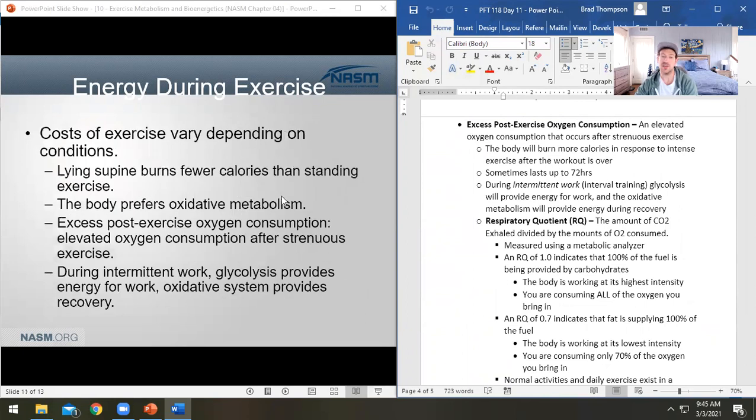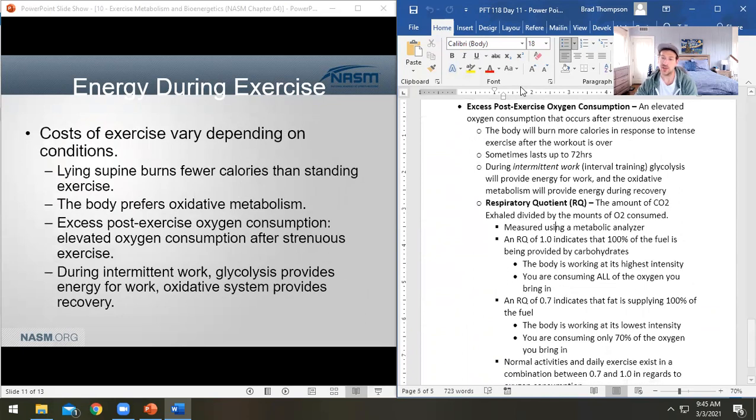Yeah, so other things that we need to consider when we're talking about energy production and energy burn rather, we've got to think about how much energy certain types of exercise burn, right? How much energy are we consuming? And things that we know about this, we know that lying face up is going to burn fewer calories than standing up.